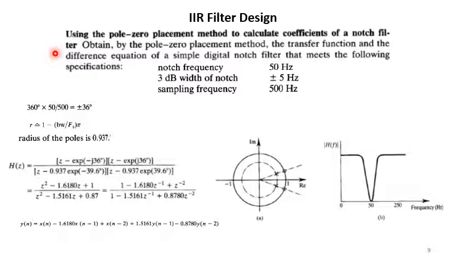So let's take one more example. In this example, we have to design a filter, that is a notch filter or band stop filter, and the specifications of the filter are that the notch frequency is 50 Hz, so that means we have to stop the frequency around 50 Hz, right? And the 3 dB bandwidth of the notch filter is plus minus 5 Hz. So I hope you're familiar with the 3 dB. 3 dB points are the points where the amplitude is 1 over square root of 2, or roughly 0.707.